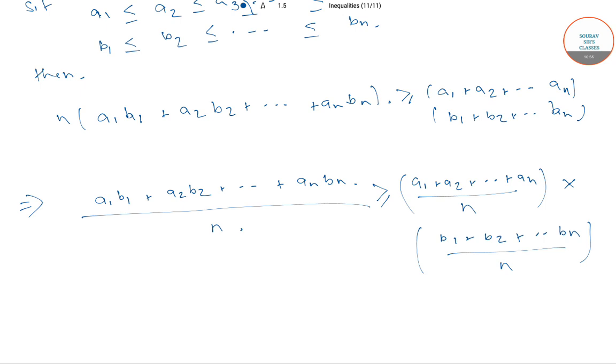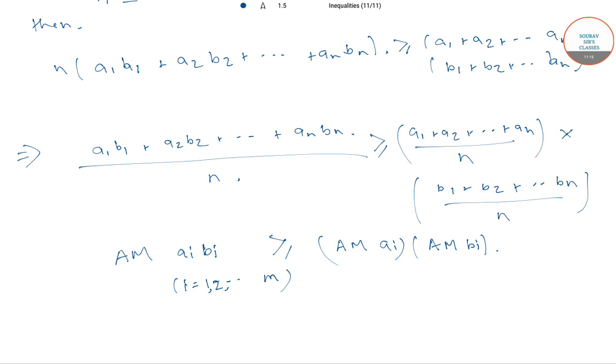So what we have here is that the arithmetic mean of ai bi, where i runs from 1 to n, would be greater than or equal to the product of the arithmetic mean of ai's and the arithmetic mean of bi's. So Chebyshev's inequality says that the arithmetic mean of ai bi would be greater than or equal to the arithmetic mean of ai into the arithmetic mean of bi.